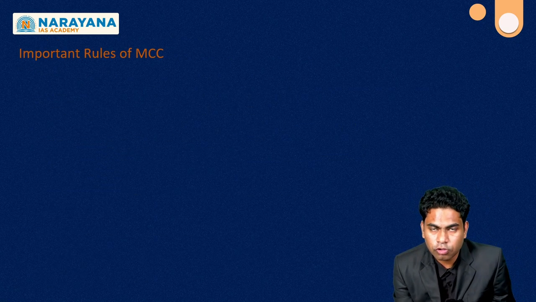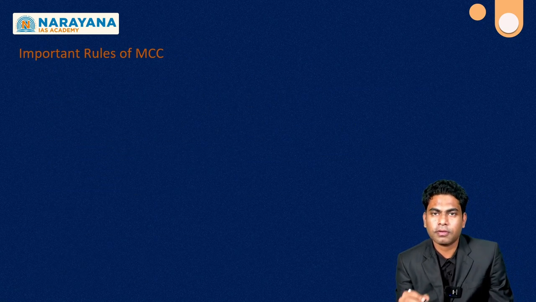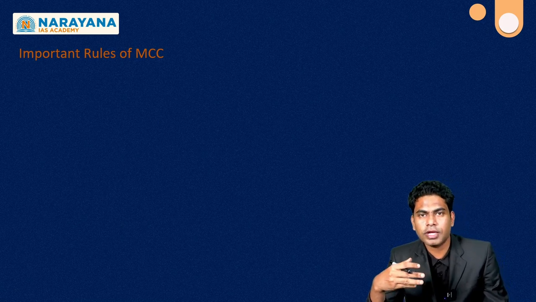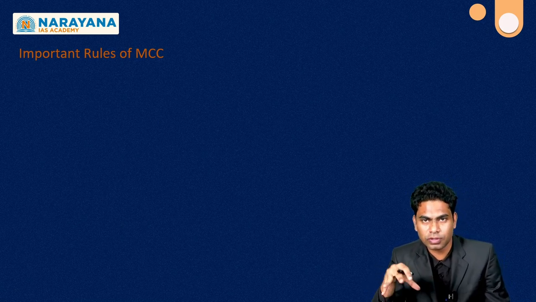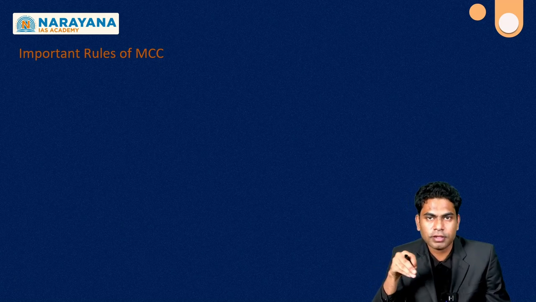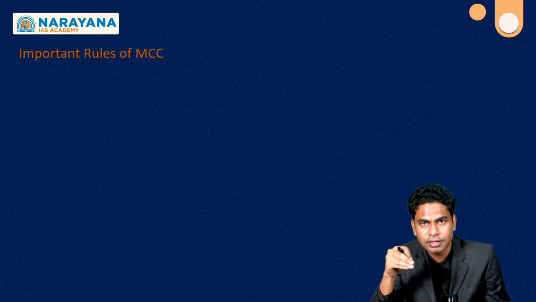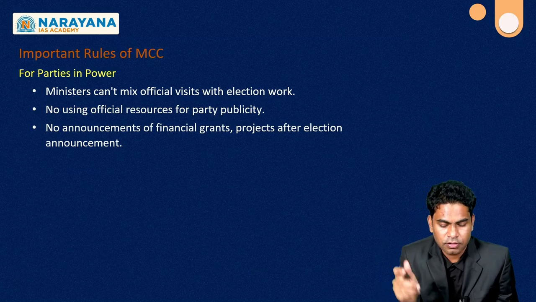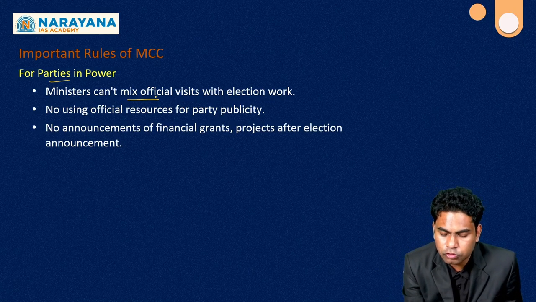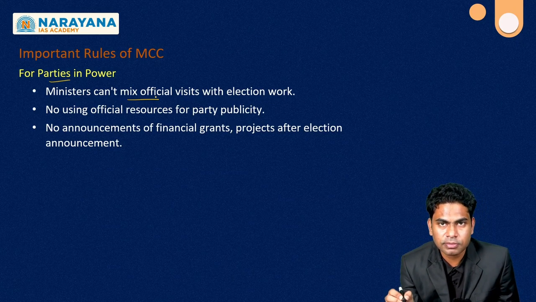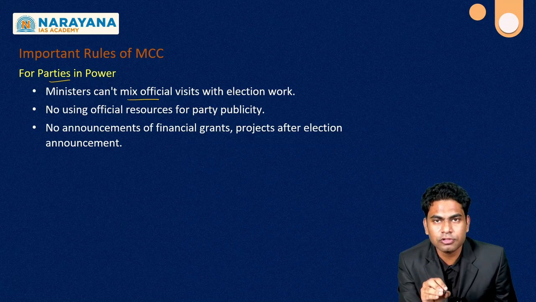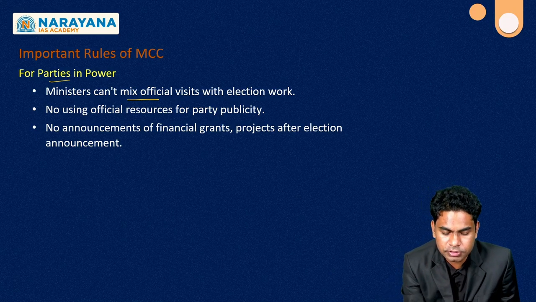The important rules of the Model Code of Conduct, these are not that important, but it is required for us to give as a perspective that so and so things are included in the Model Code of Conduct that need thorough examination. For political parties, a minister can't mix an official visit with other visits. Why? Because there is a possibility that he will use that official visit for electoral purposes. And you cannot use official resources.